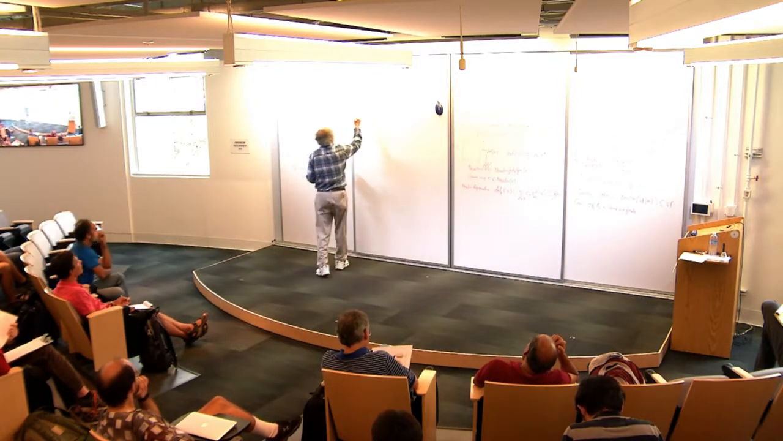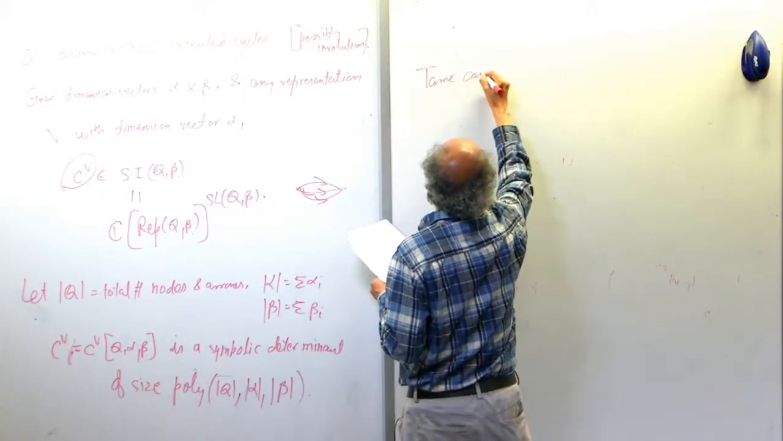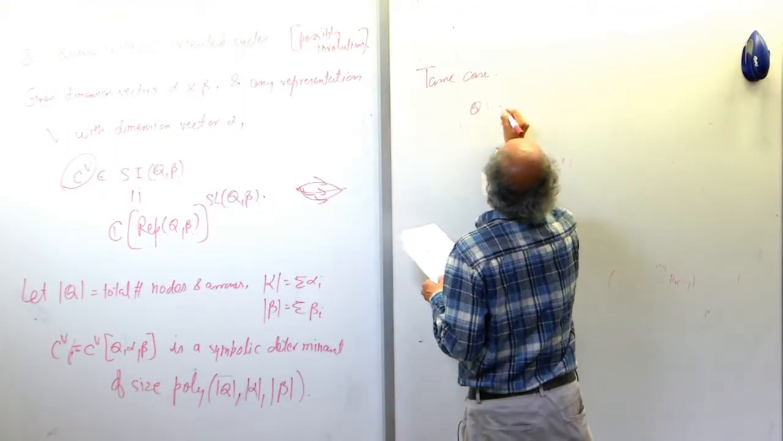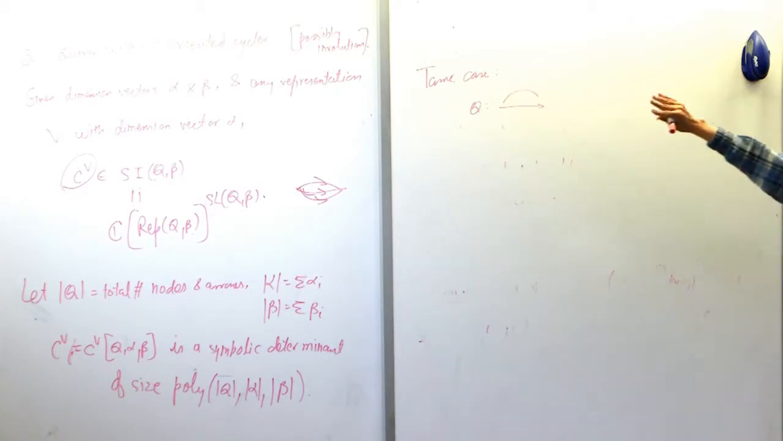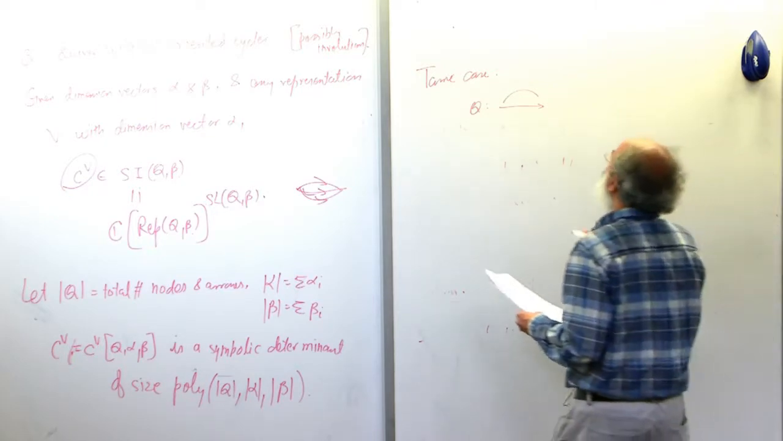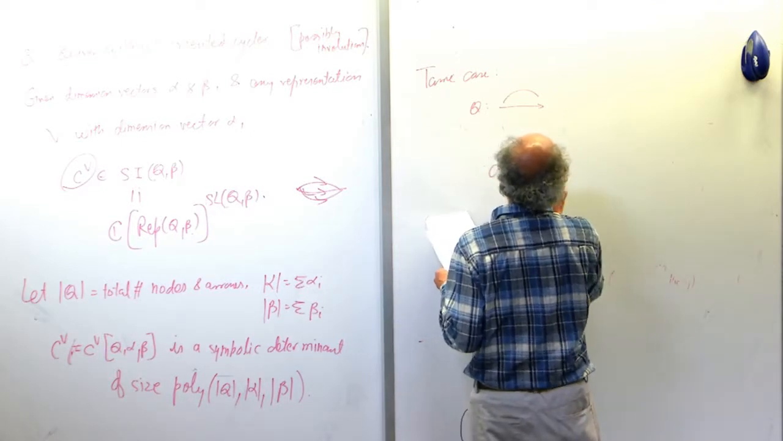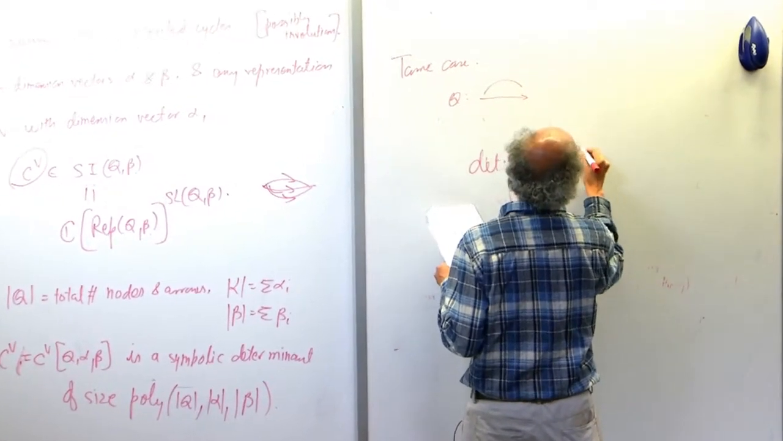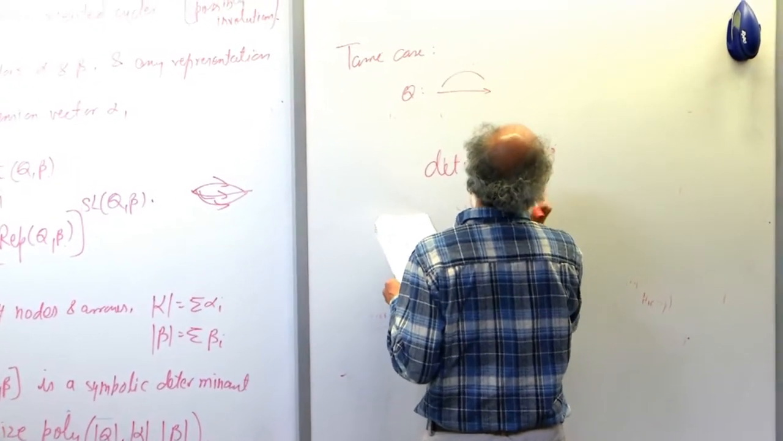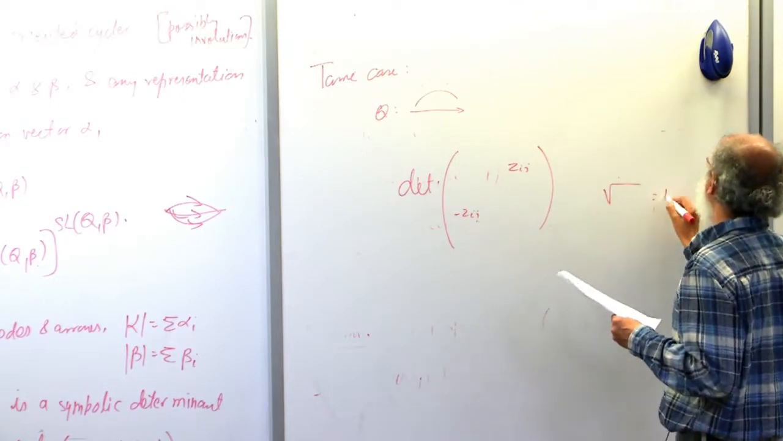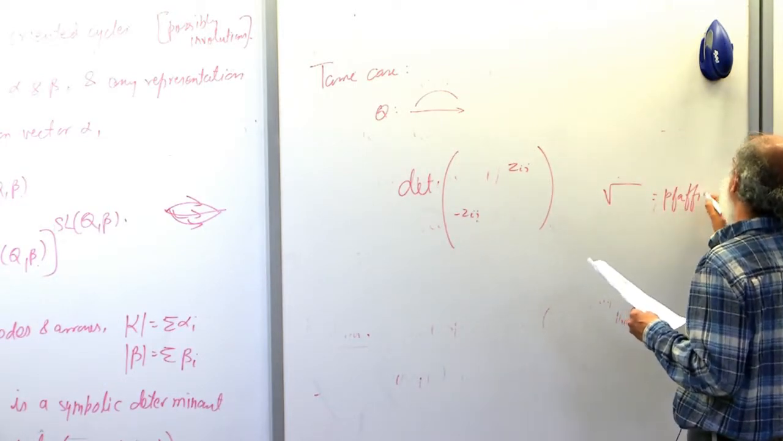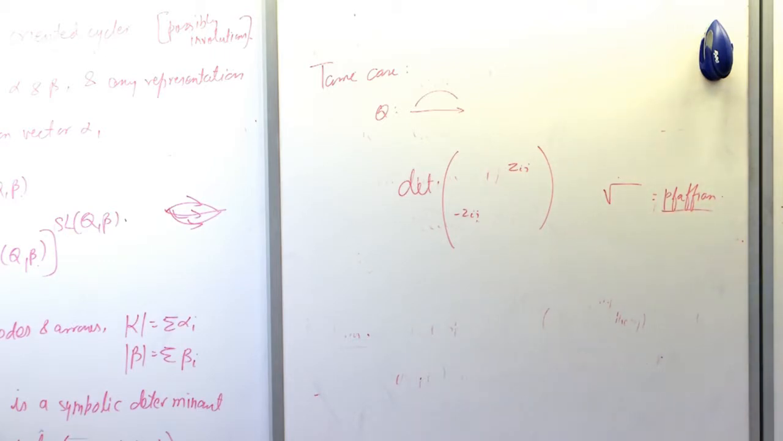So take the simplest tame case. Take Q to be one vertex with this involution. If you don't take the involution, then the generator is just the determinant of x. If you have this involution, then the generator would be the square root of the determinant of the matrix where you have Zij here and minus Zij. This is the skew-symmetric matrix, and its square root is what is called the Pfaffian. That would generate the same invariant ring in this case.